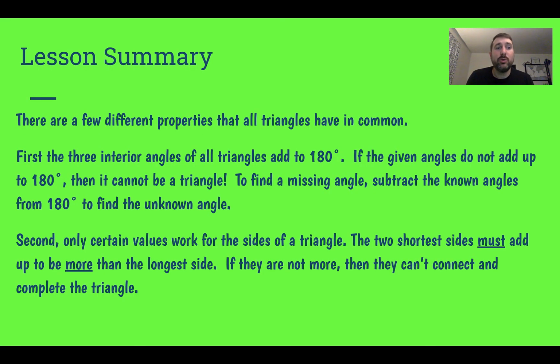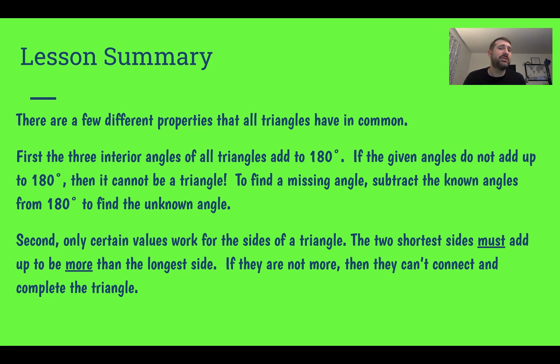In this lesson, we learned that there are a few different properties that all triangles have in common. First, the three interior angles all add up to 180. If they don't add up to 180, it can't be a triangle. And then to find the missing angle of a triangle, you just take the angles that you know and subtract them from 180 to figure out what was left over.